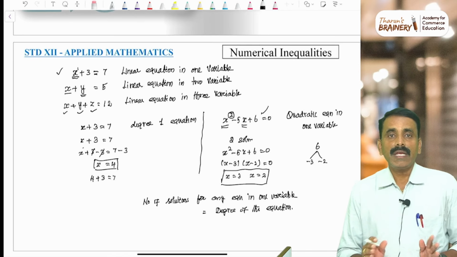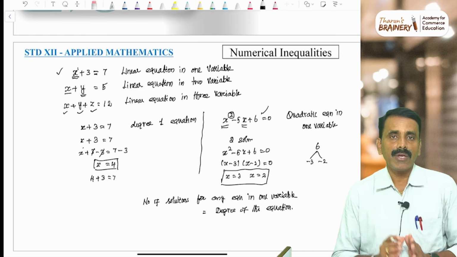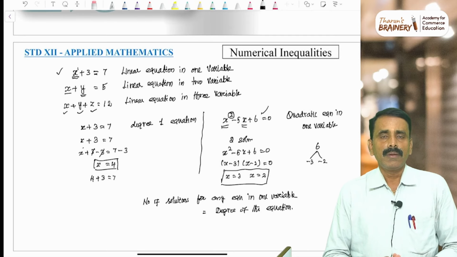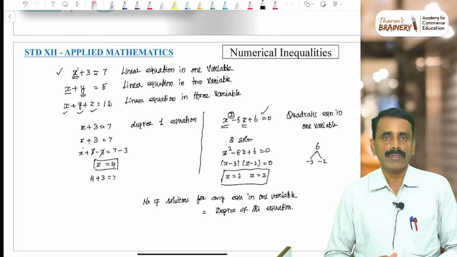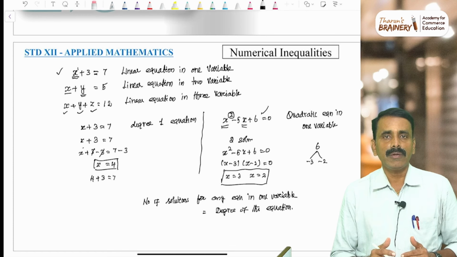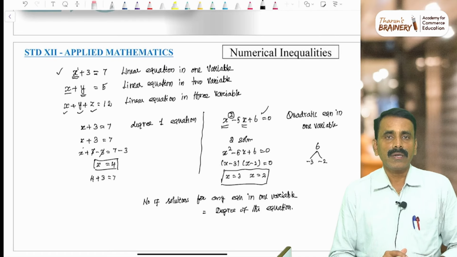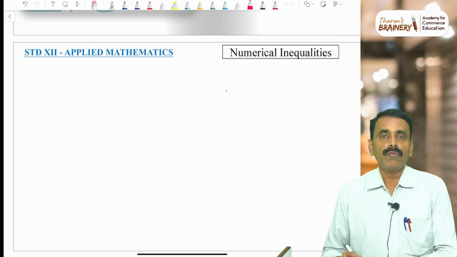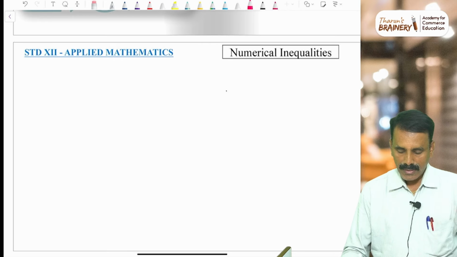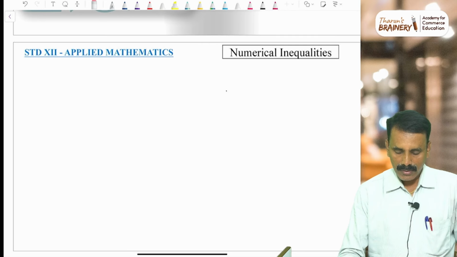So far we have seen what is an equation and how we classify the equation. We classify the equation based on the number of variables and based on the degree of the equation. If it is based on the variables, it will be classified into 1 variable, 2 variable, 3 variable, and so on. If it is classified under degree, it can be linear degree 1 equation, quadratic degree 2 equation, cubic degree 3 equation, and so on. Now we are going to see inequalities, numerical inequalities. We are going to study about inequalities.